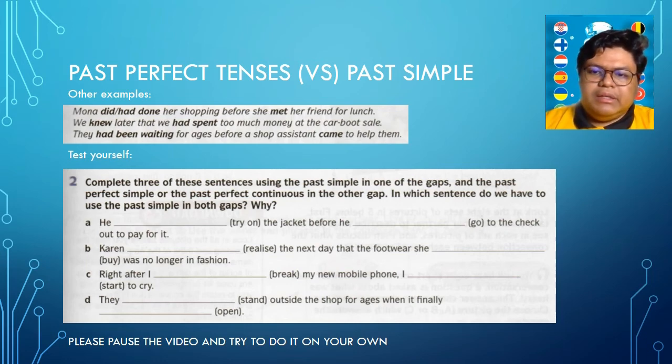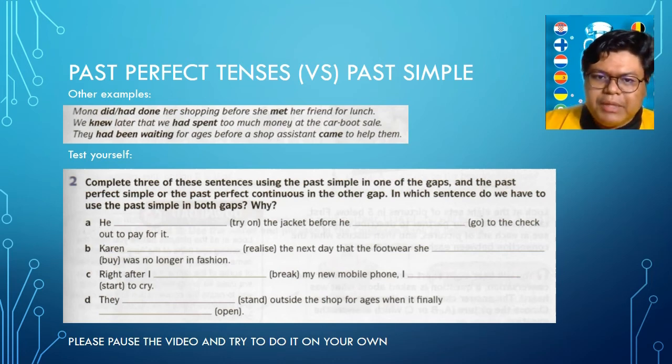bukan mesti, kita boleh gunakan past simple ataupun past perfect in one of the gaps lah. So just tengok ayat mana yang sesuai, gunakan past simple ataupun past perfect. Okay, tapi dalam 4 ayat ni, saya nak warning awal-awal, ada satu ayat yang kita kena gunakan both past simple. Okay, kita tak gunakan past perfect in both of the gaps.